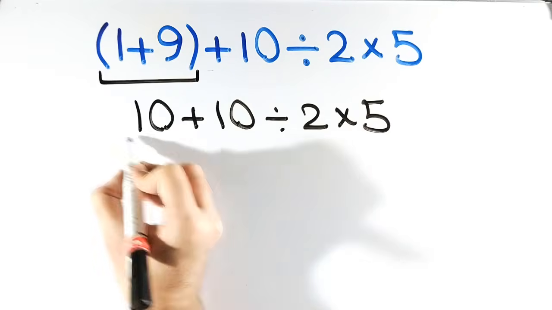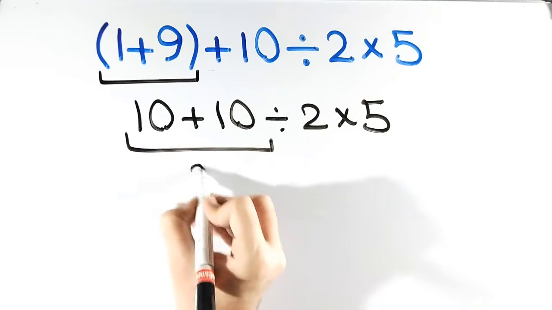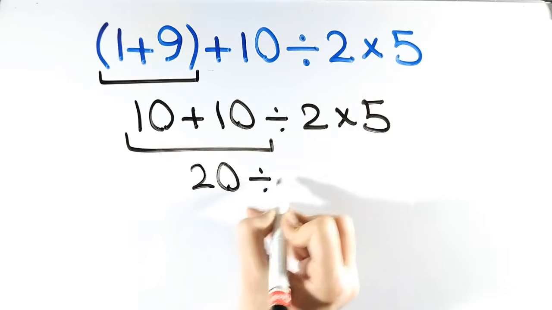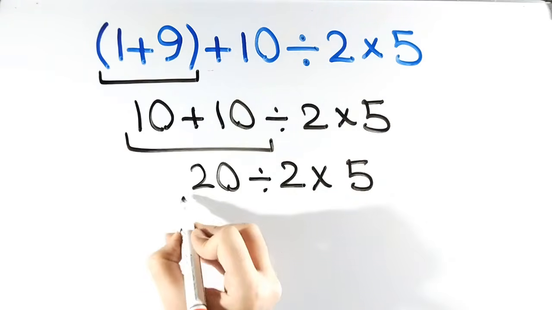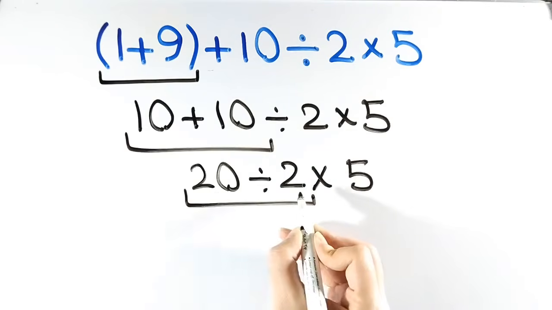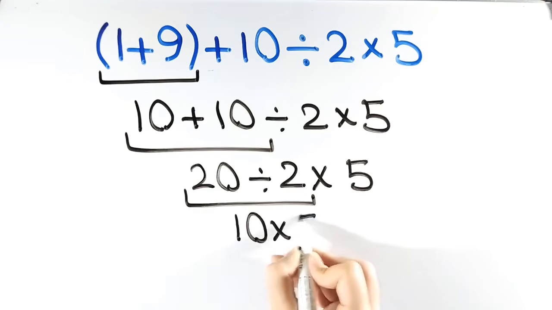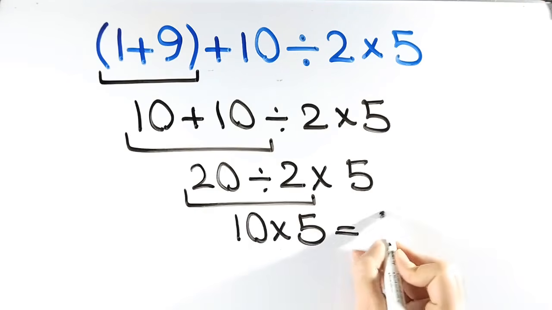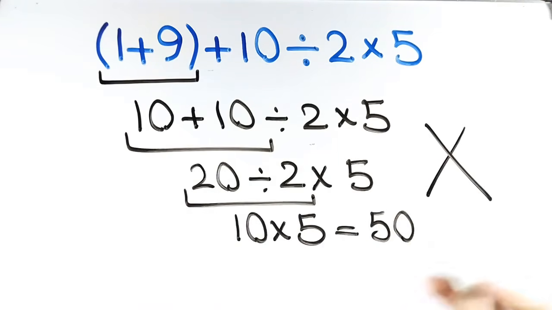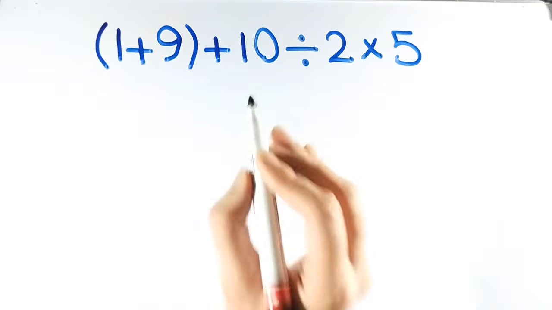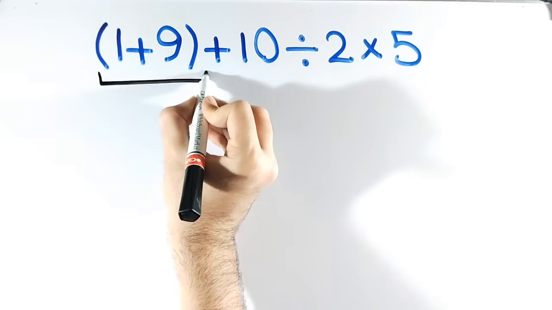And the next step, they go for the addition between 10 and 10 and write this expression as 20 divided by 2 multiplied by 5. Then they go for the division between 20 and 2 and write this expression as 10 multiplied by 5, which finally gives them the answer 50. But that's definitely wrong.